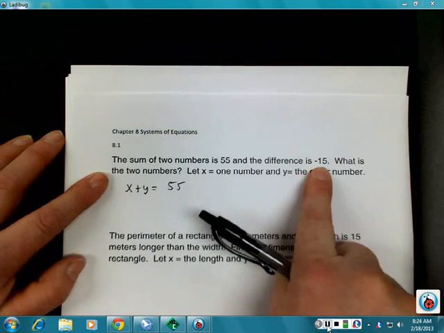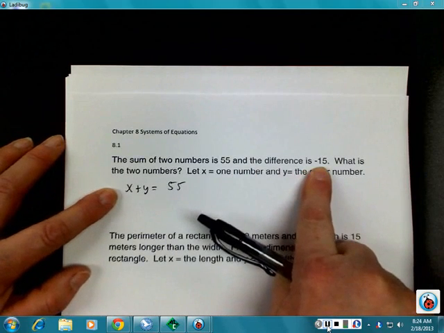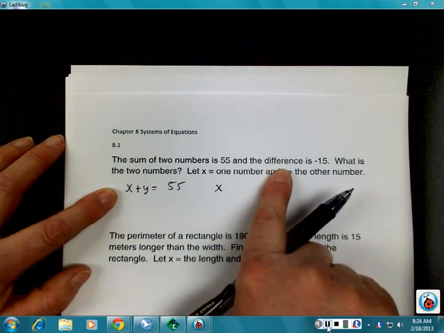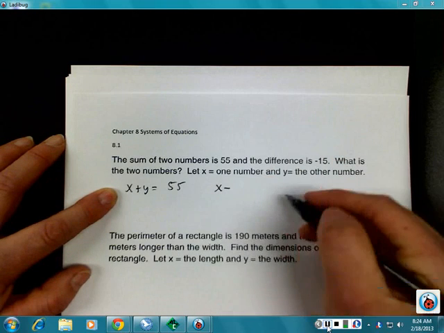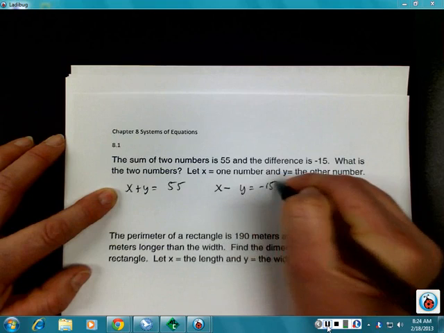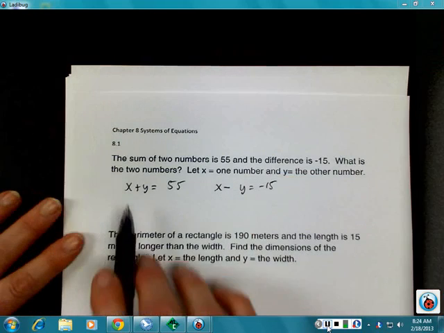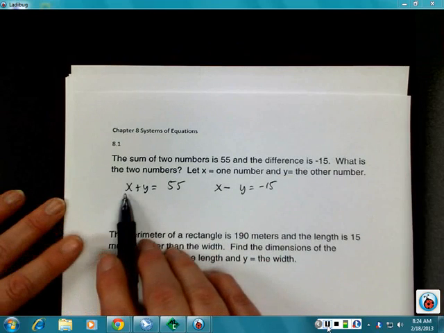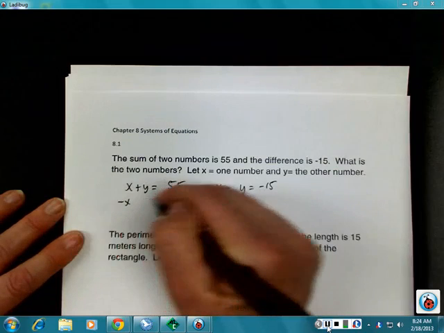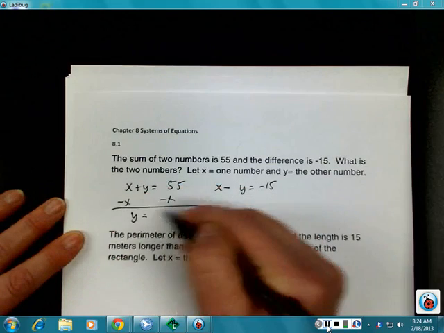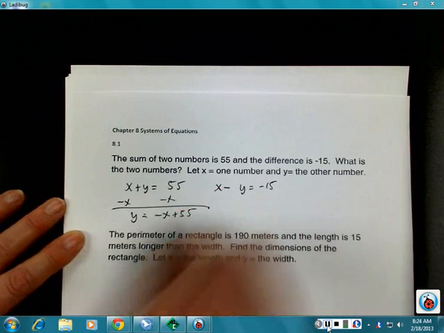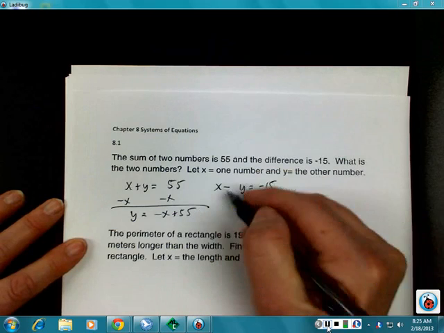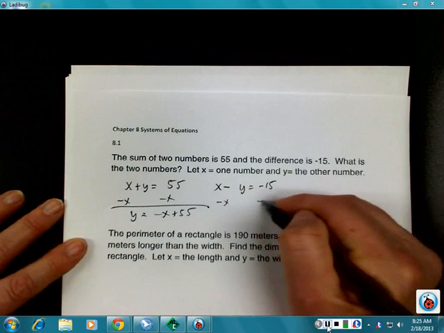The difference is a negative 15. So what does that mean? So it's going to be x, difference means to subtract, plus minus y equals a negative 15. And now to finish it, of course, because we're in graphing, we would end up taking these two and solving them for y. So that means I need to subtract an x from this side so that y equals a negative x plus 55. And you would enter that into your graphing tool. And over here, the same thing. I would subtract x.